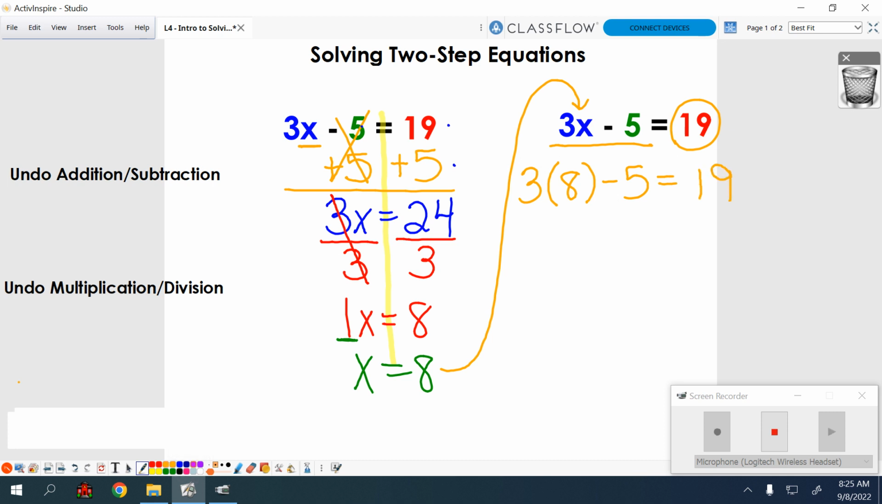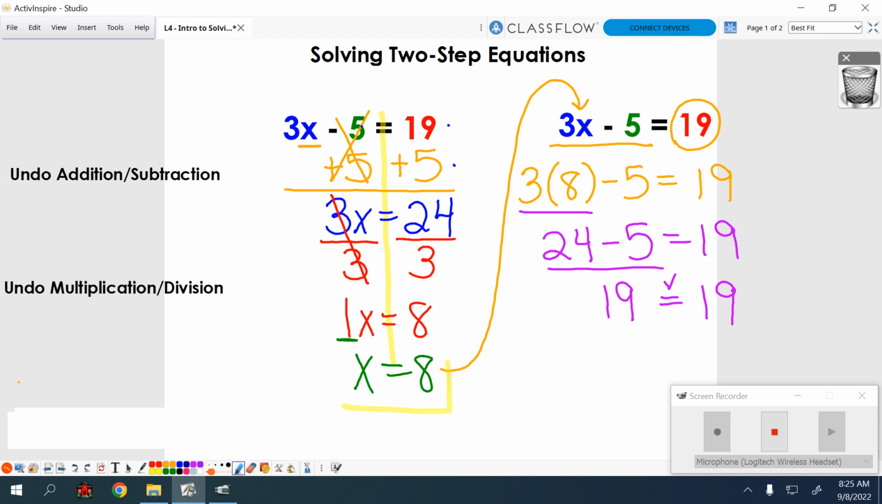Order of operations. Multiply first. 3 times 8 is 24. So if I do 24 minus 5, that should equal 19, and it does. 24 minus 5 is 19. Since these two numbers are equal, that means I substituted in the correct value for my variable. So the answer to this problem is x equals 8.